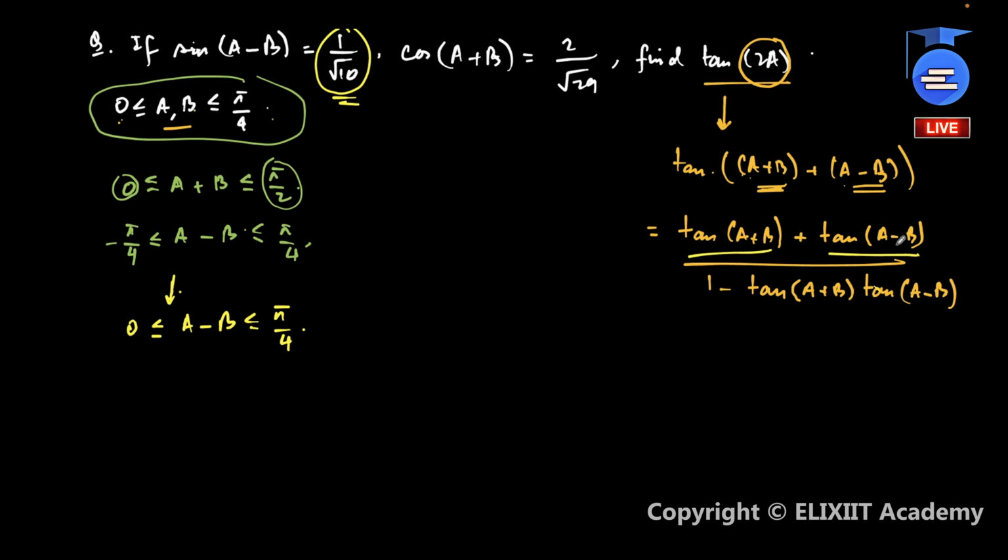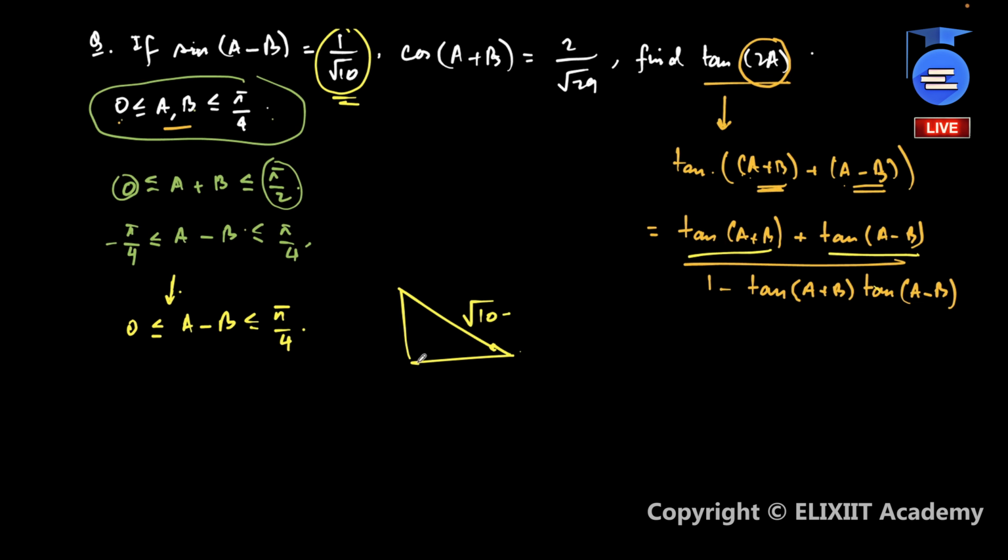Clear? So next we can simply use the triangle method. We simply use the triangle method from here to find out the values of cos of A minus B and sine of A plus B. Let's say for A minus B, first of all, we have sine of A minus B is 1 upon root 10. Sine theta is actually perpendicular upon hypotenuse. So over here we have root 10.